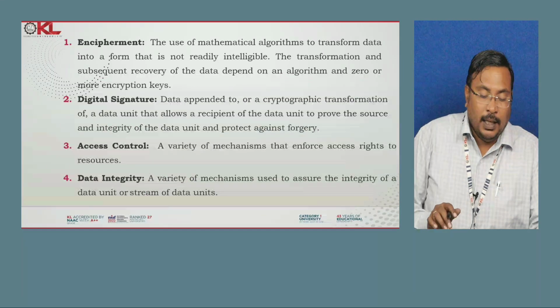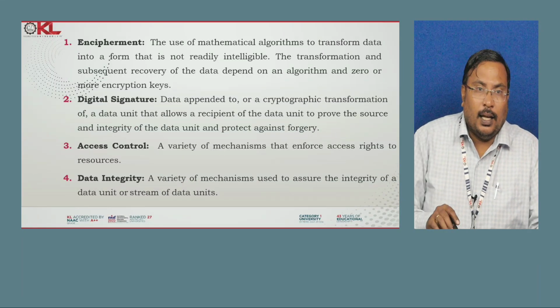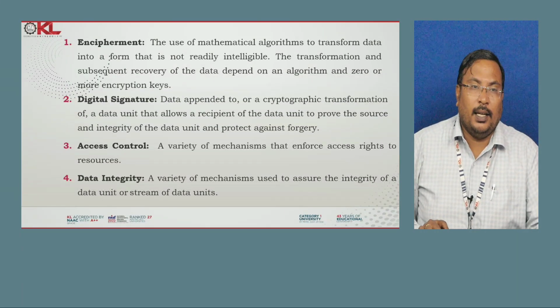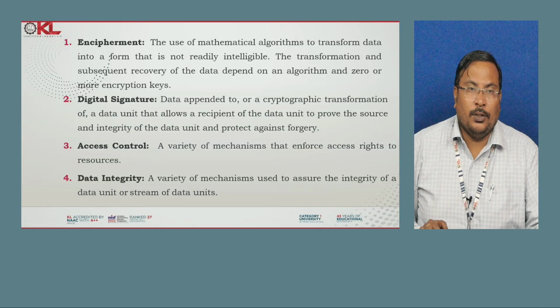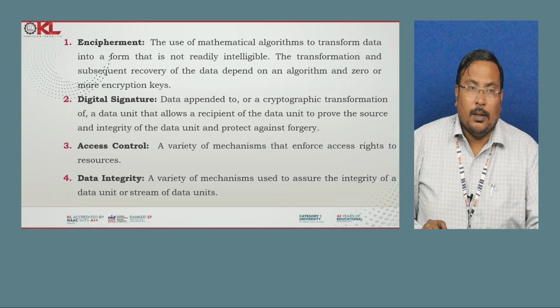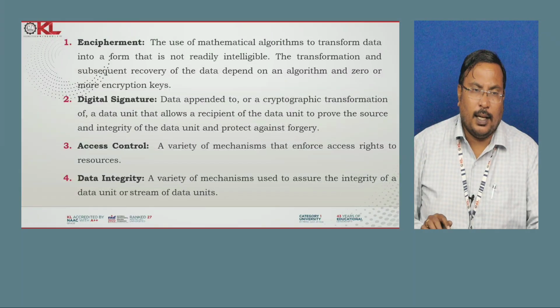So encryption: the use of mathematical algorithms to transform the data from one form to another form is known as encryption. So for that, we are doing some mathematical operations to convert the data from one form to another form, so that it is not readable in a normal format. Okay, that text is known as ciphertext. We will discuss those things in the next sessions.